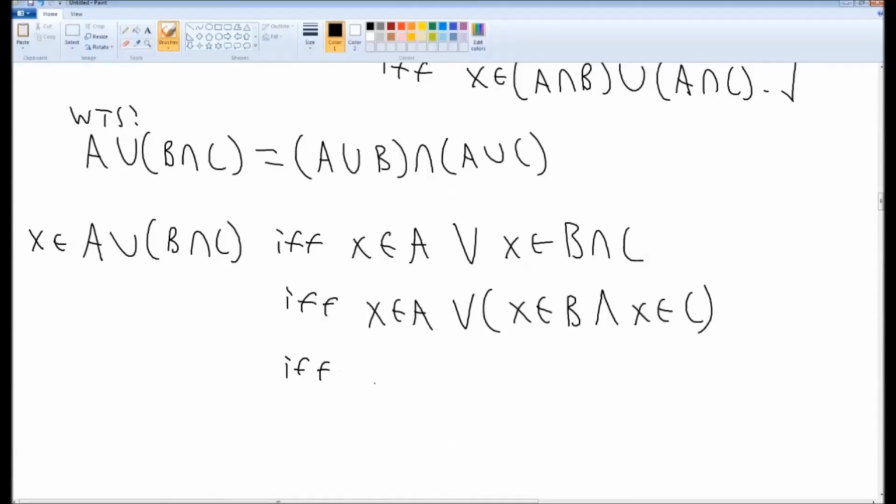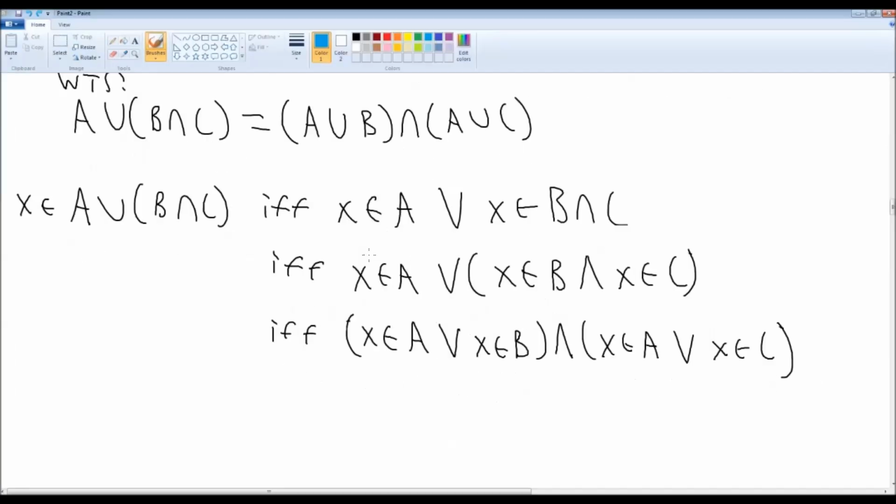Okay, and now here's where we have to use a little bit of logic. Now, what is this the same as? Okay, I'll give you a hint. We want to show it's the same as something that looks like this, but with ors and ands instead of unions and intersections. We want to show that it's the same as this. X is in A or X is in B, and X is in A or X is in C. So how do we know that these two statements are equivalent?